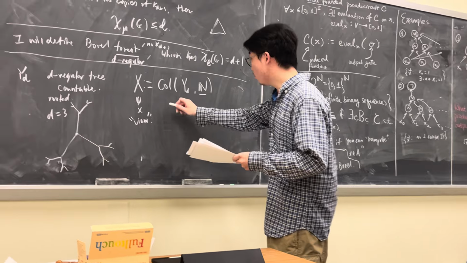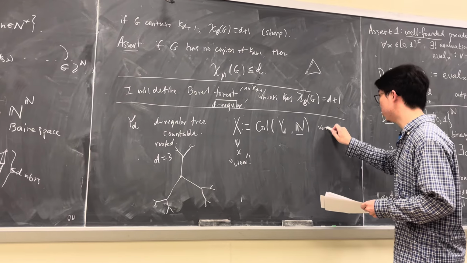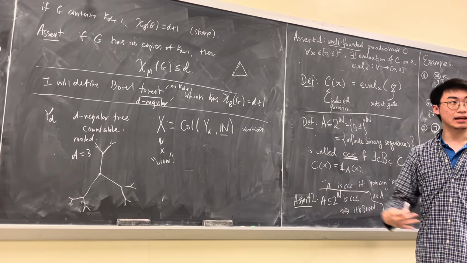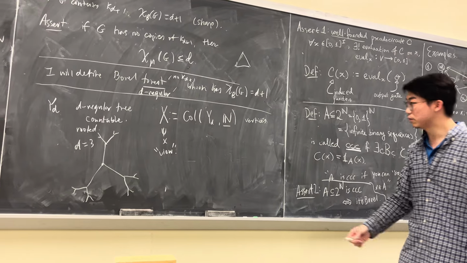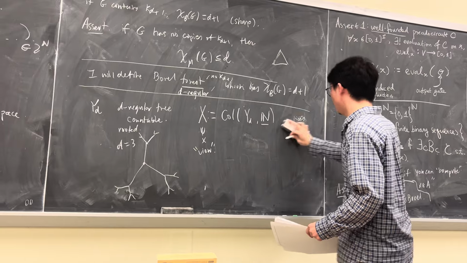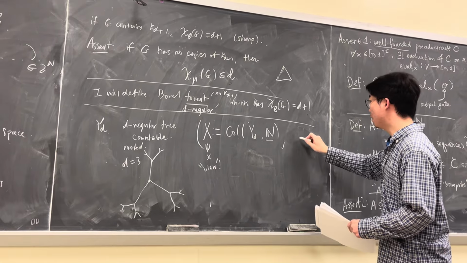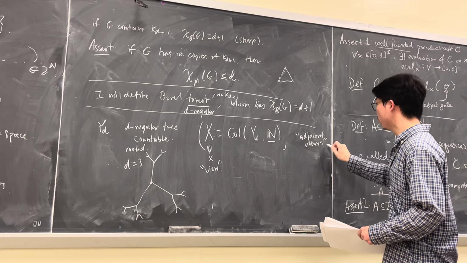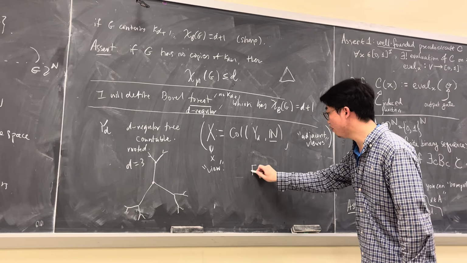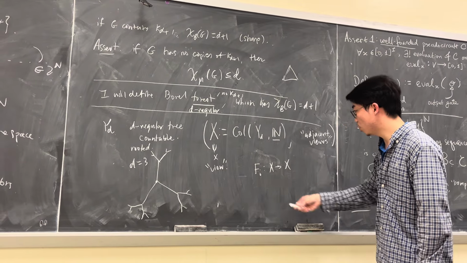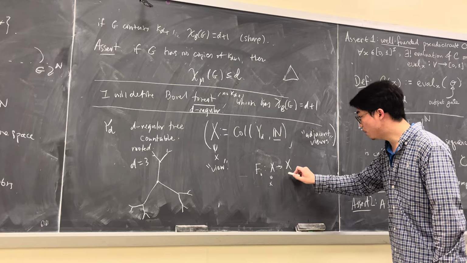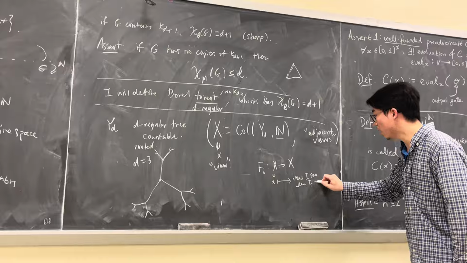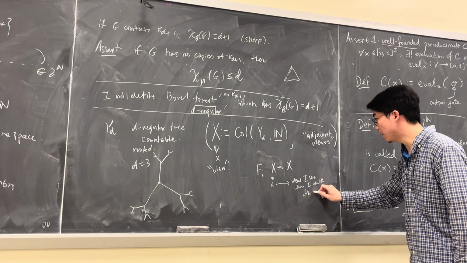All right. And what are the edges? So these are the vertices, it turns out. And the edges are exactly the views that I see as I walk around on the graph. So the edges, these are called adjacent views. More precisely, I have a function f_i from X to X, which takes in a view x and outputs the view I see when I walk the ith edge.